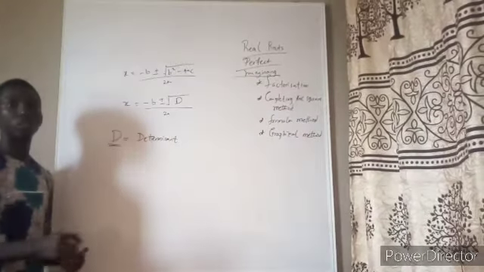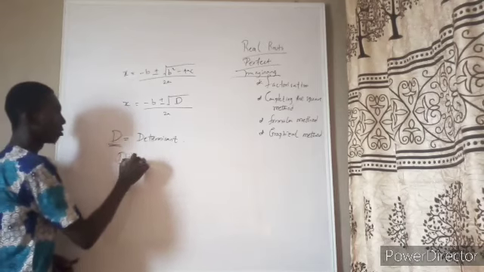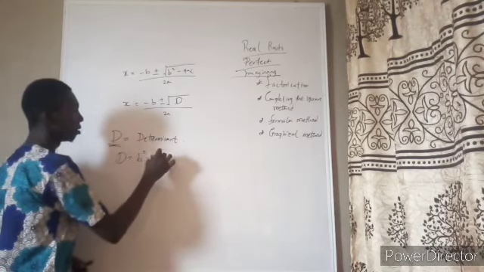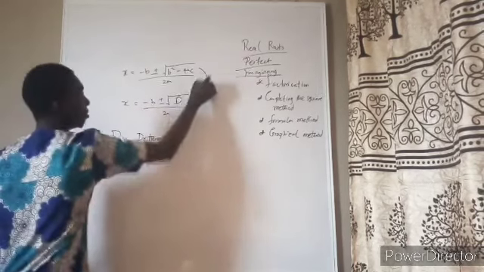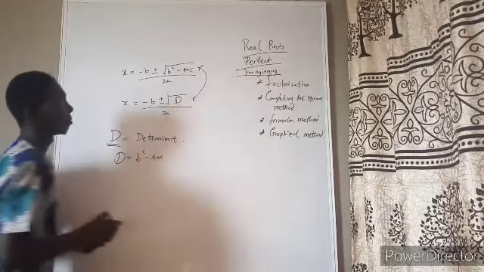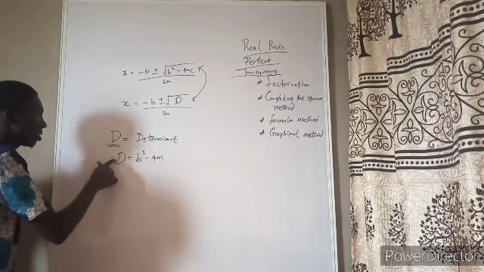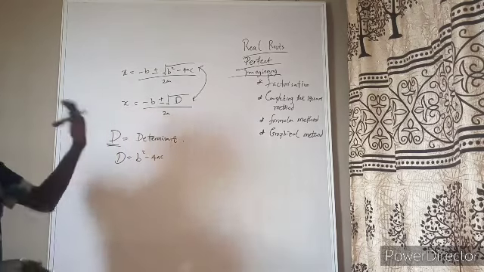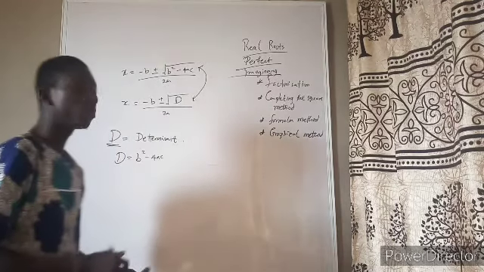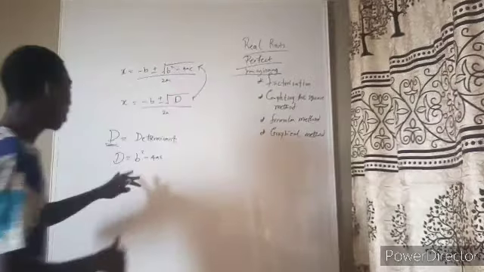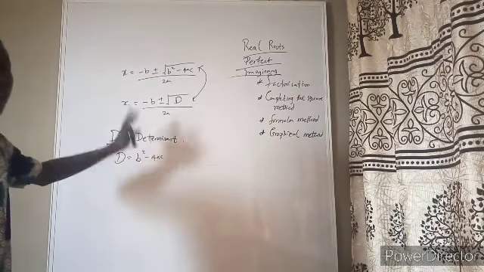This D is what judges it, and D is equal to b squared minus 4ac, just as you can see. It is equal to b squared minus 4ac. So this one determines if it will be real, if it will be perfect, and if it will be imaginary. Everything lies in this expression. It is what determines it.